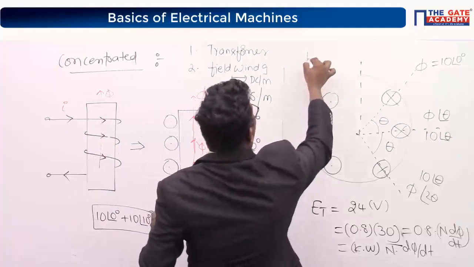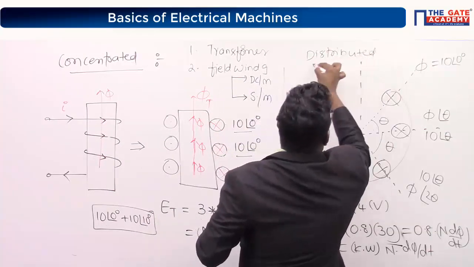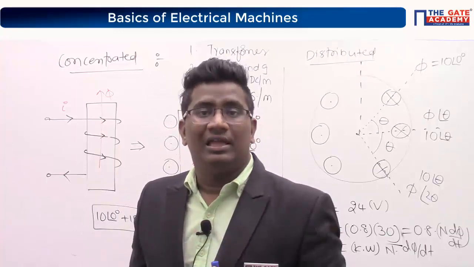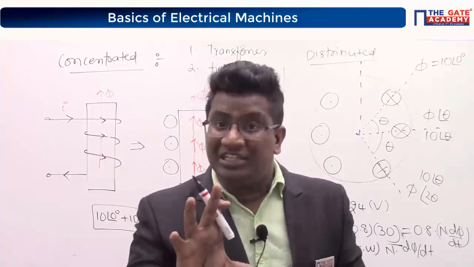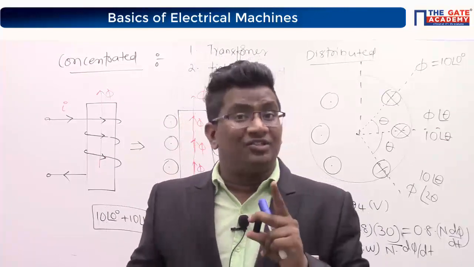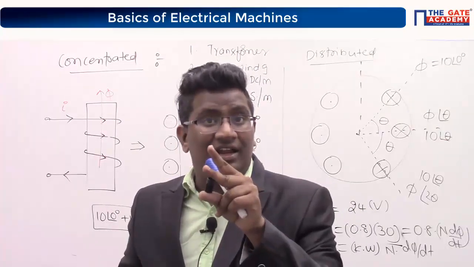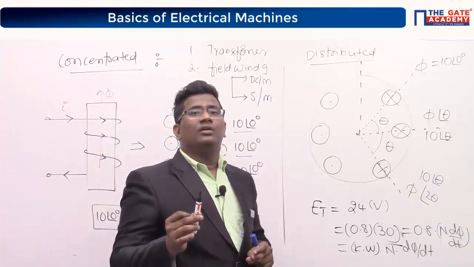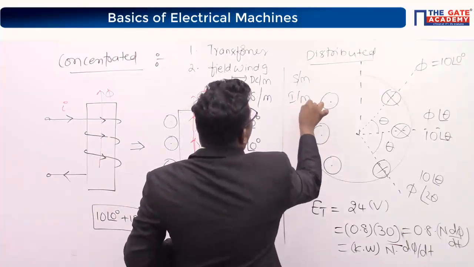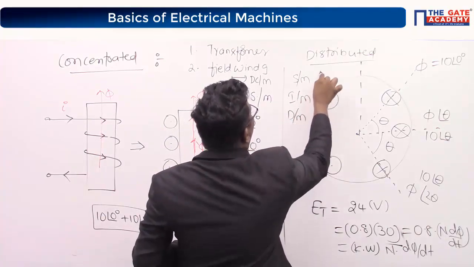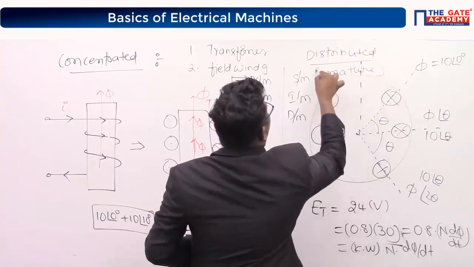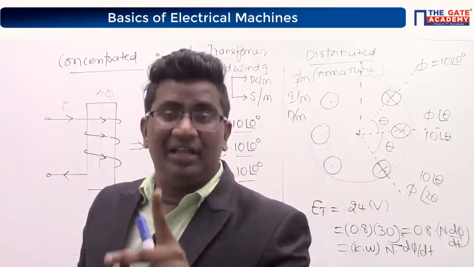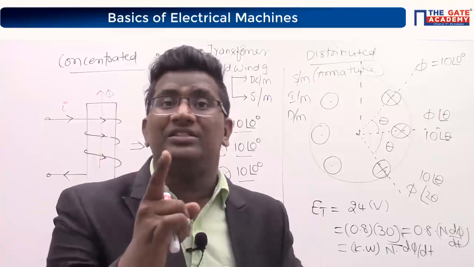What about distributed winding? Distributed winding is nothing but induction motor armature, synchronous machine armature, DC machine armature. Yes or not? Synchronous machine, induction machine, DC machine: armature is the distributed winding. Transformer, DC machine field winding, synchronous machine field winding is the concentrated winding. I hope it is clear, everybody.